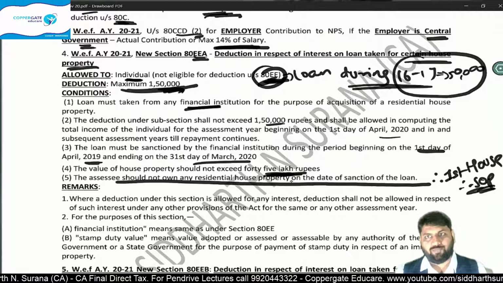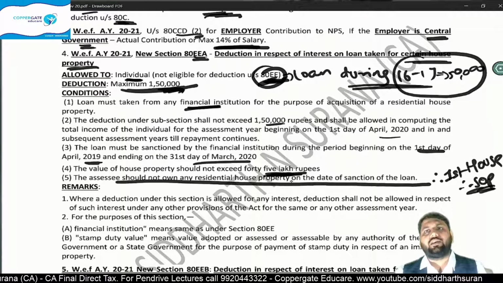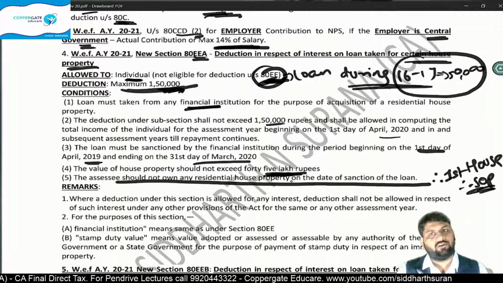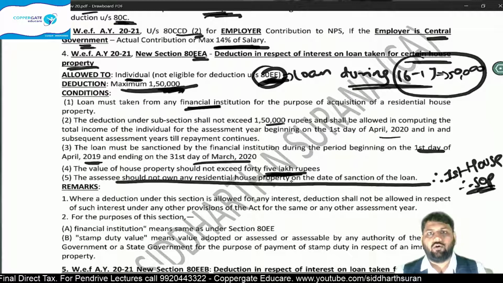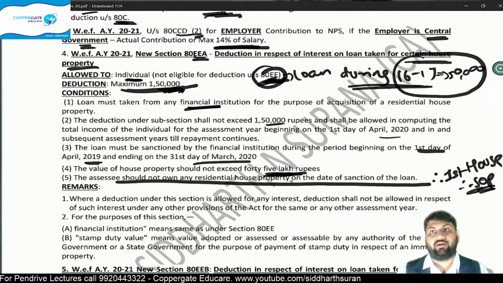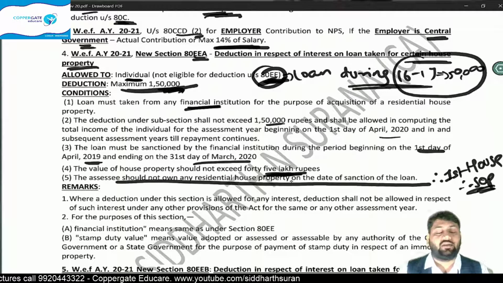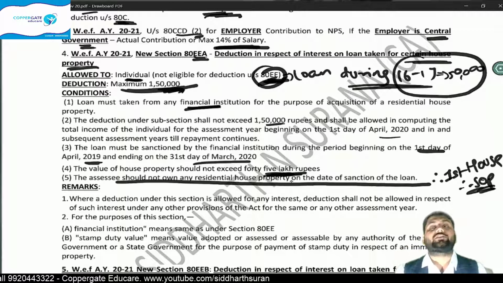Even if they have not put any limit on the amount of loan, the limit on the value of the house property will automatically take care of that. So in 80EE, limit of house is 50 lakh, but here it is only 45 lakh. In 80EE, limit of loan is 35 lakh, here there is no such limit. Over there, interest is 50,000, here it is maximum 1 lakh 50.